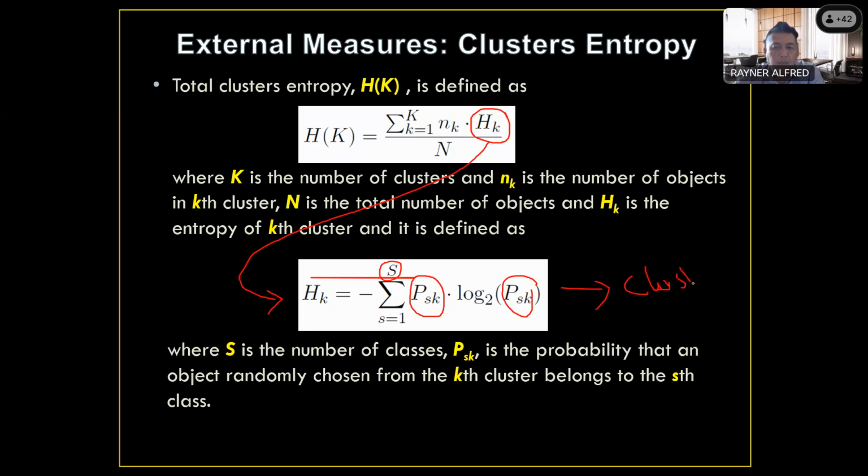So we will do it for the rest of the clusters. Okay, and then we take the weightage. So this is the number of items that we have in that particular cluster. Okay, let me give you one example here.